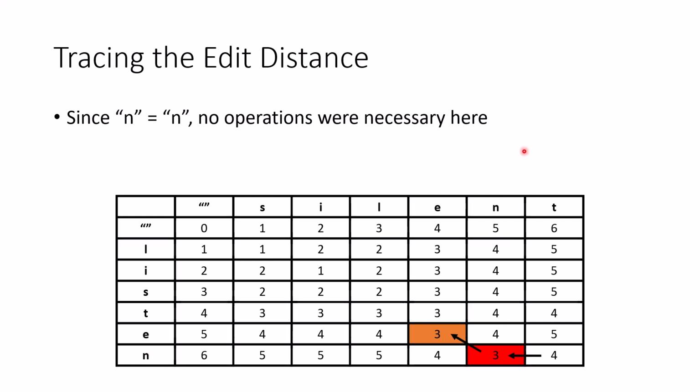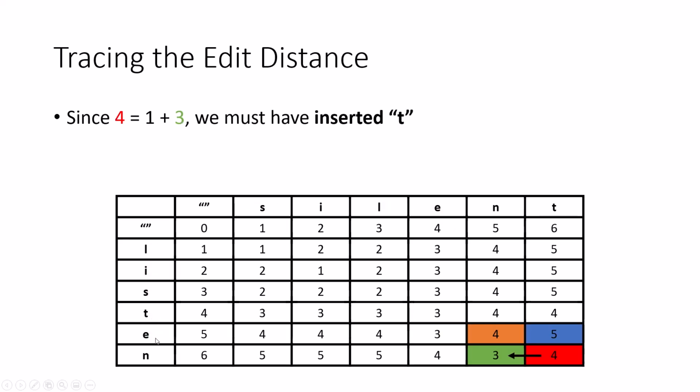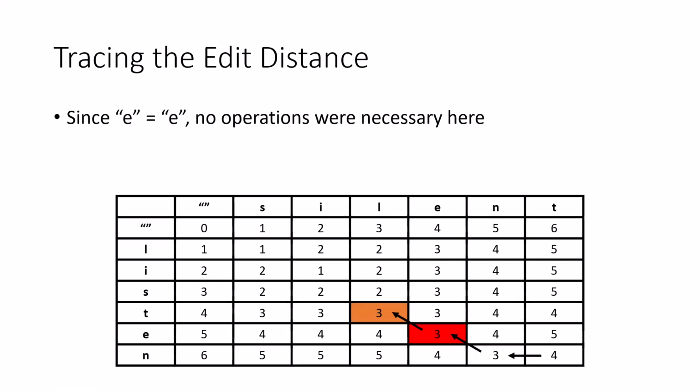That means that we really didn't have to do any operations here because going from silent to listen is just going to be the same as going from sile, so S-I-L-E, to L-I-S-T-E. And then, hold on, S-I-L-E to L-I-S-T-E, well, the last two characters are also the same. So we're just going to go up one, up the diagonal, and we're not going to infer any operations because we didn't need to do any.